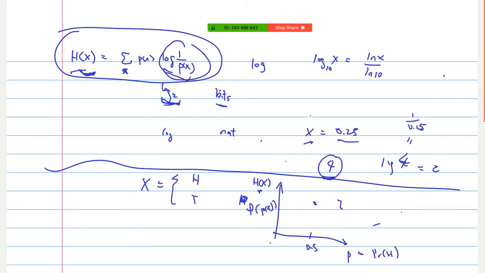And how about when p is equal to 0 and 1? That's 0. Yes, in that case there will be no information, because if this is deterministic, it will be always head or always tail, there will be no information. And if you plot the whole thing out, it will be a concave shape, like a bowl turned upside down. This is for a binary case, just an example.